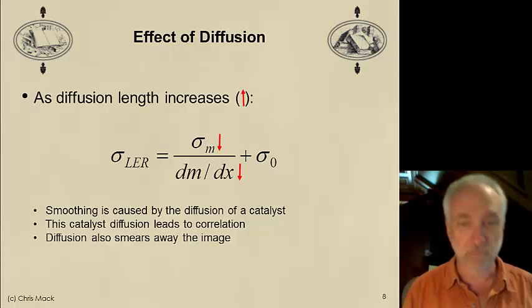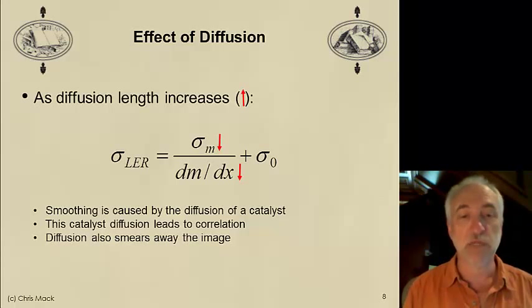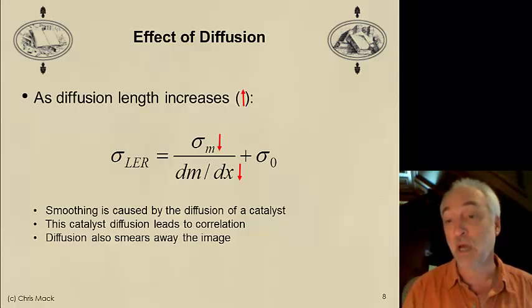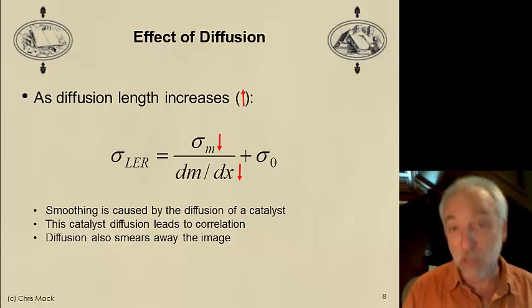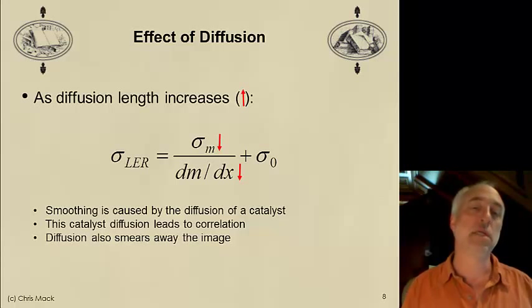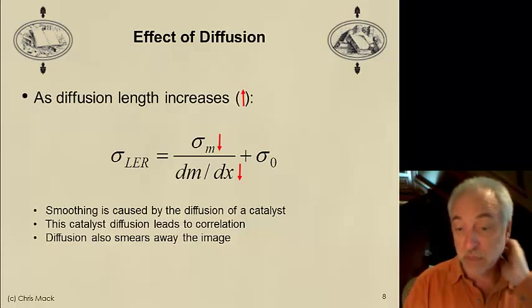What does that mean? There's an optimum. Right? We get smoothing caused by the diffusion of the catalyst. This diffusion also leads to correlation, which is an interesting topic we're not going to discuss. But it smears the image, and the result is an optimum diffusion length. I think the optimum diffusion length is smaller than the diffusion lengths we tend to use today, and so the trend in our industry is to try to push diffusion lengths to be smaller and smaller to get an optimum LER.